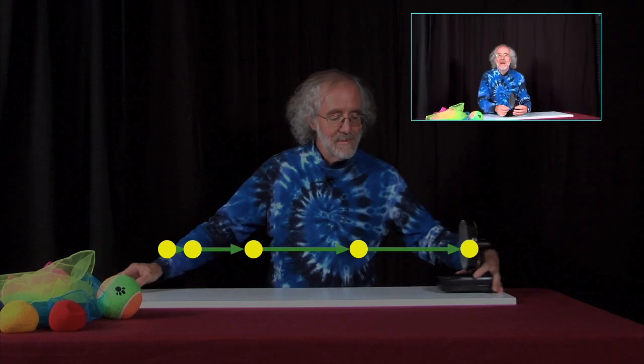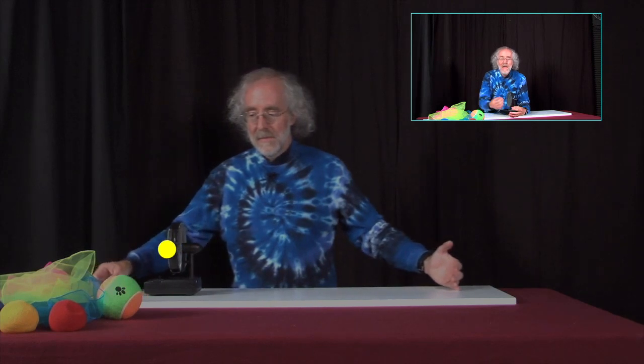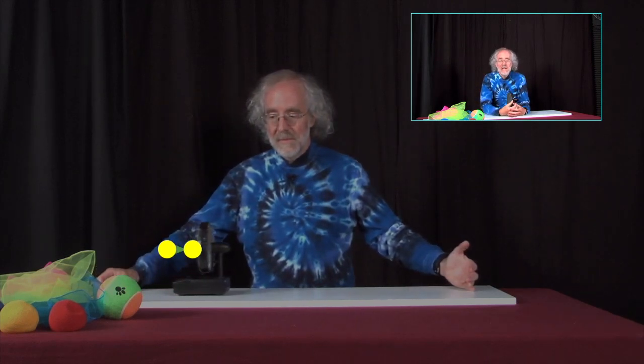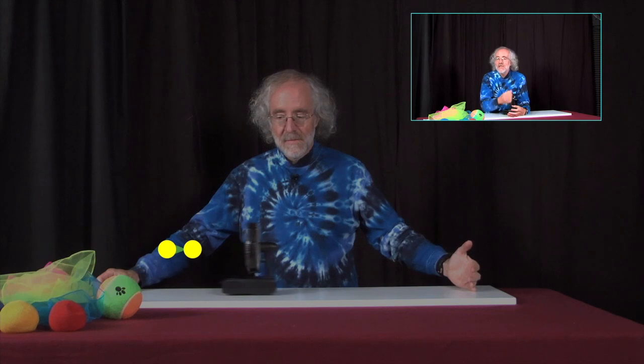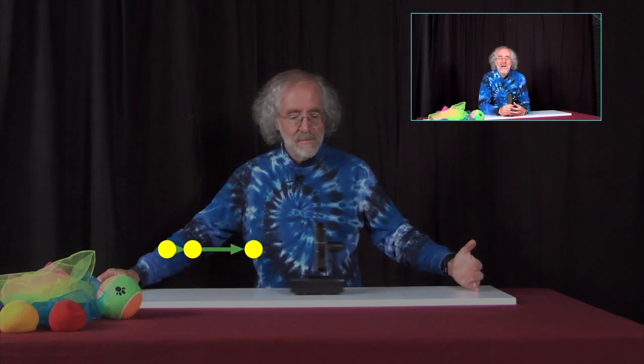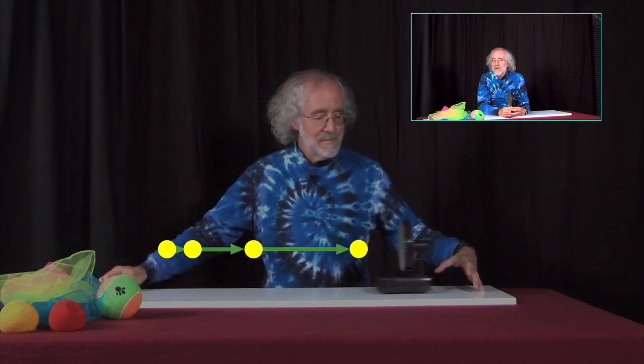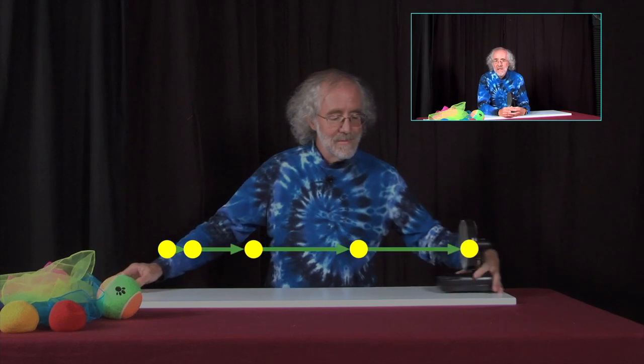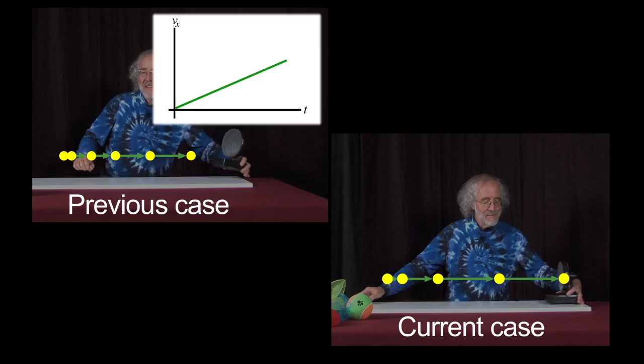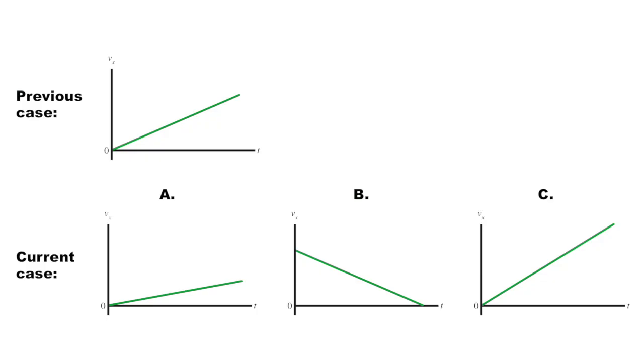Now, I want you to think about this. Think about the motion that you just saw. As the fan cart's moving down the track, the velocity is still increasing. But imagine drawing the graph of the velocity versus time for this case. How will the velocity versus time for this case differ from the case that you saw previously? How will the graph be different from the previous case? We'll give you some choices.